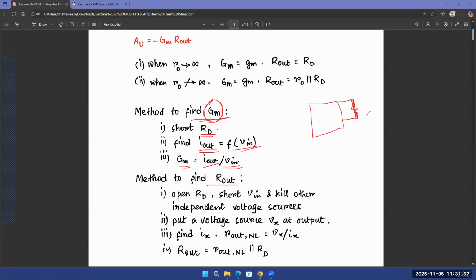Method to find out R out. You'll try to find out what is the resistance looking into the output terminal of the black box. In that case, you want to open RD and short any independent voltage sources. Then put a voltage source Vx at the output. Find out the Ix current coming out of the output voltage source. And then the R out in the no load condition will be Vx divided by Ix. And the overall R out, when you connect back the load, will be the R out that you found in the previous step in parallel with RD, because you had gotten rid of RD in the first step.